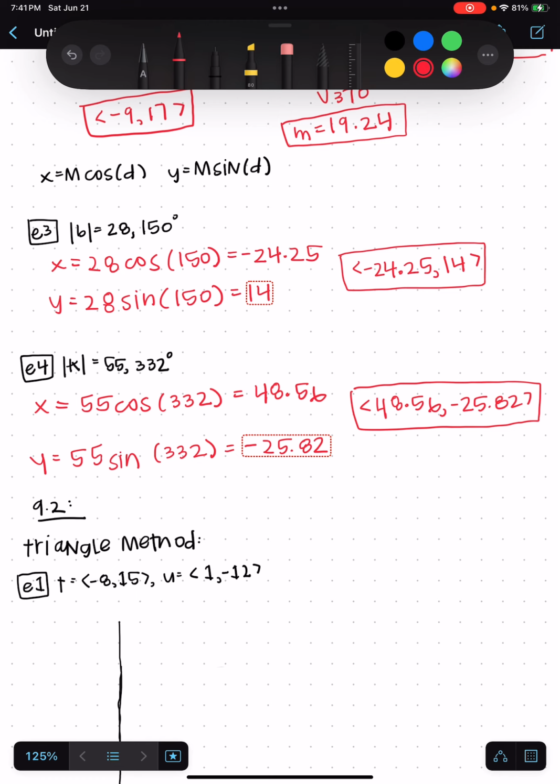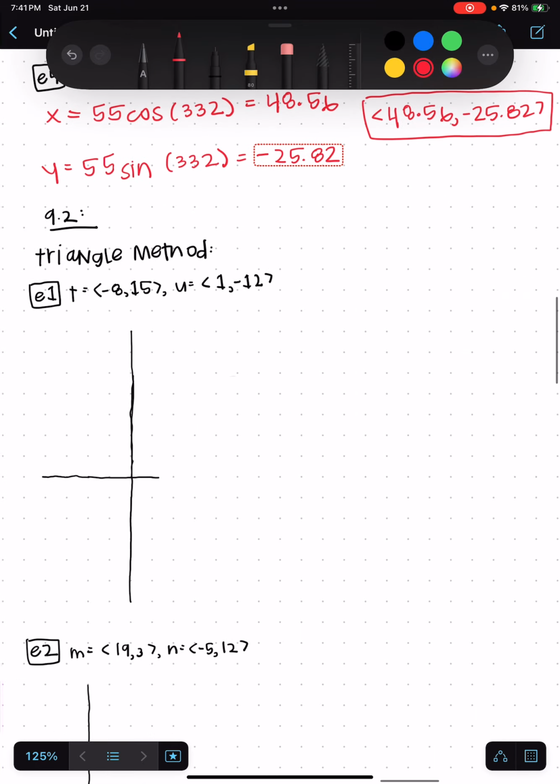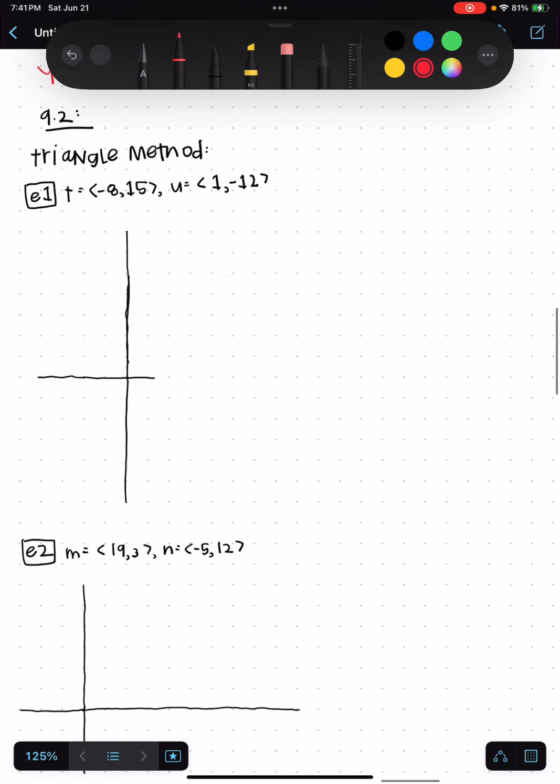If you want to pause the video here, this is a great time to do it. And then we're going to start talking about 9.2. So 9.2 is about how to add vectors. Basically, you can do it a really, really easy way, but I want to show you 2 different ways that you can draw them if you've thought more visually about it. So there's 2 ways, the triangle method and then the parallelogram method.